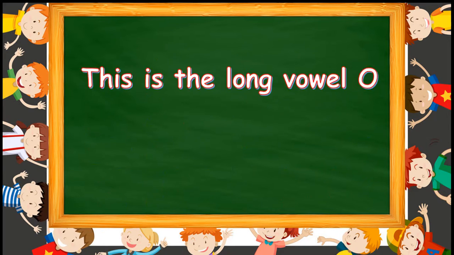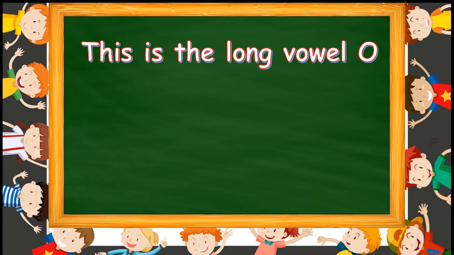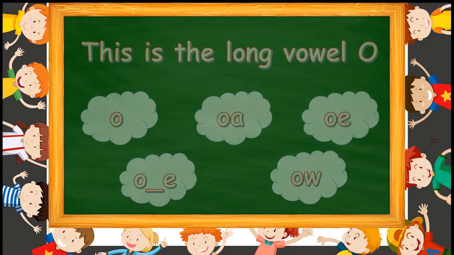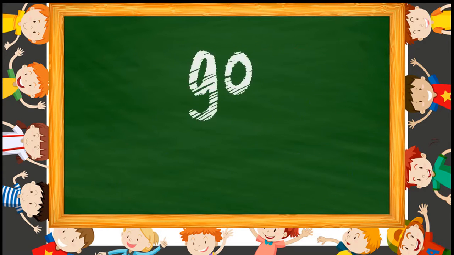This is the long vowel O. It has 1, 2, 3, 4, and 5 variants. Let's have the first one.